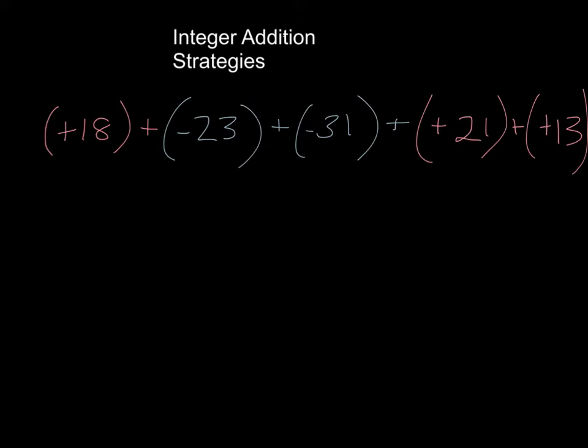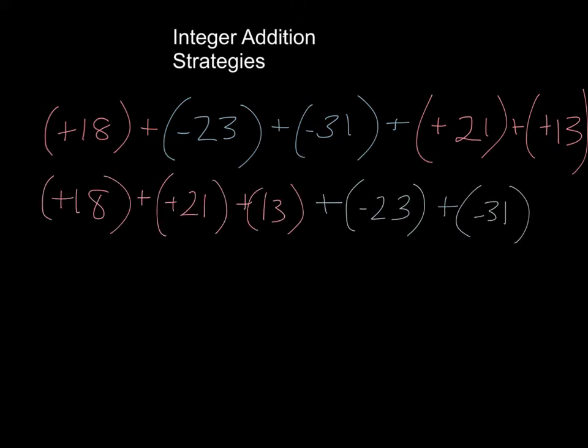Just say you're faced with a question like this: positive 18 plus negative 23 plus negative 31 plus positive 21 plus positive 13. You guys are in music right now and it's super loud, so hopefully you can hear me. What you would do is group, or separate, the positive and the negative integers together. So for example, the next line would read like this.